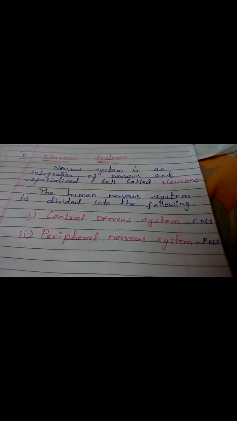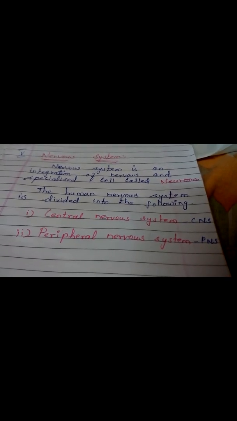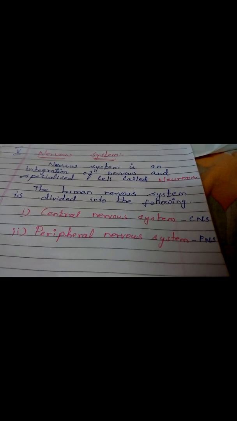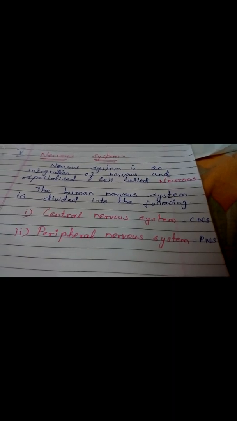Let's see about the nervous system. Nervous system is an integration of nerves and specialized cells called neurons. The human nervous system is divided into the following. First one is CNS. CNS means Central Nervous System. Second one is PNS. PNS means Peripheral Nervous System. Let's see about the Central Nervous System.